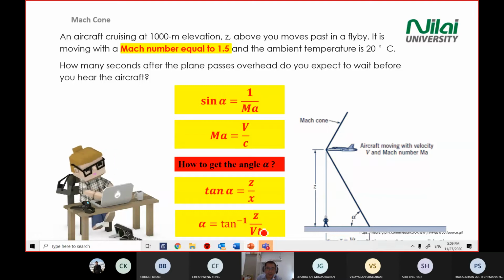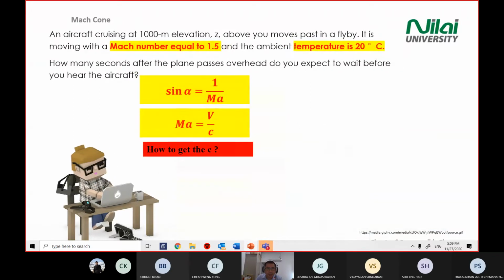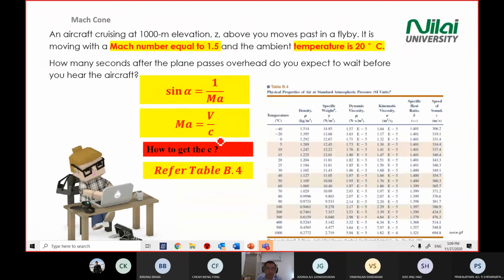Why do we need to find the alpha? Because this equation needs alpha, because the question asks you to find how many seconds. So again, back to the fundamental question. How do you find C? You know that C equal to square root of RTK.